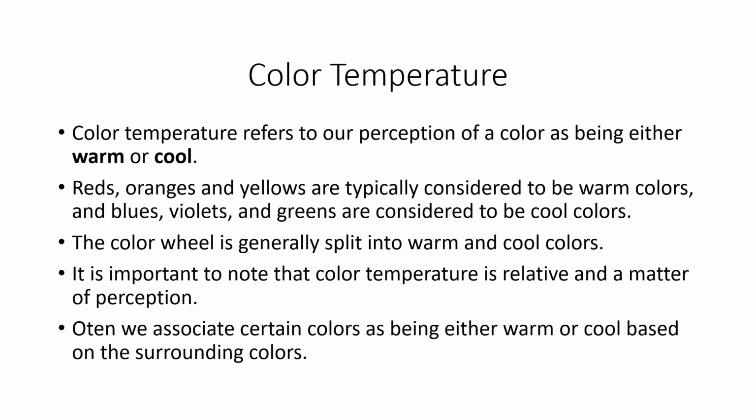Color temperature. Color temperature refers to our perception of a color as being either warm or cool. Reds, oranges, and yellows are typically considered to be warm colors, and blues, violets, and greens are considered to be cool colors. The color wheel is generally split into warm and cool colors. It is important to note that color temperature is relative and a matter of perception. Often we associate certain colors as being either warm or cool based on the surrounding colors.